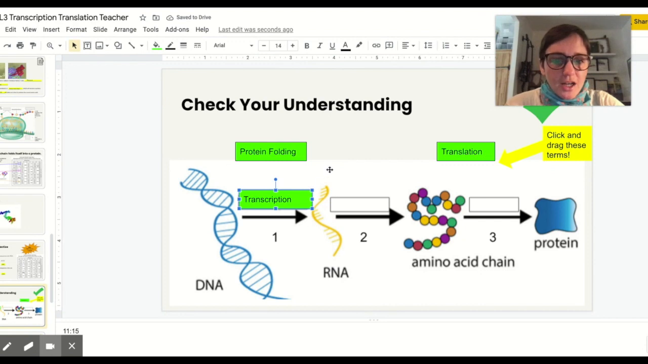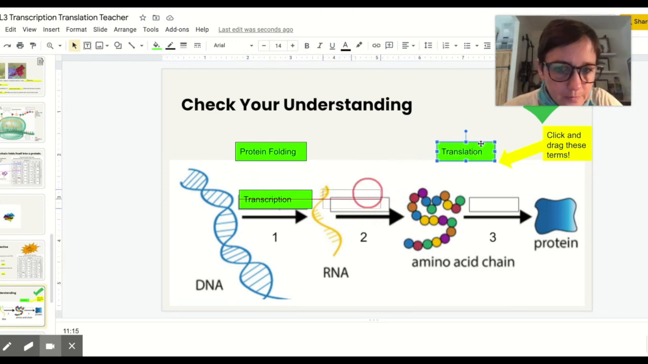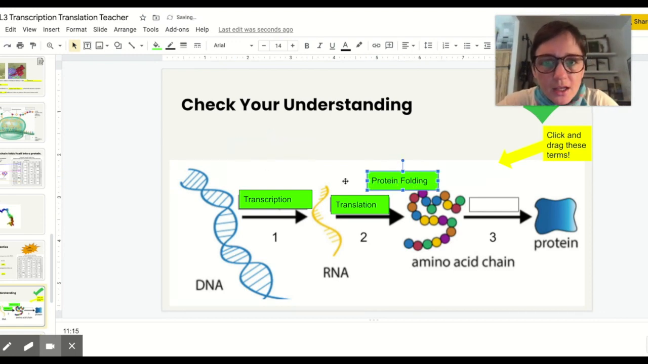Now I have my RNA and I'm going to turn it into like a new language. Instead of being RNA and being bases, now I'm going to turn it into something brand new. That's translation, right? This is almost like a different language. And then finally, easy peasy, thing folds itself up and it becomes a molecule known as a protein. So this is called protein folding.